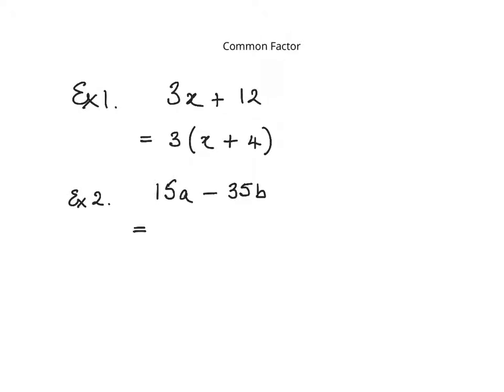Well, we don't have a letter that's common to both terms, but we do have the number 5. 5 times what will give me 15a? 5 times 3a, minus 5 times what will give me 35b? 5 times 7b.